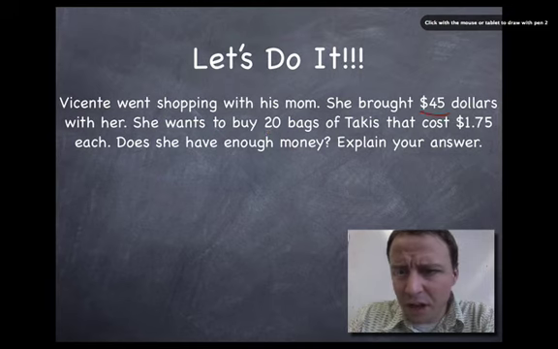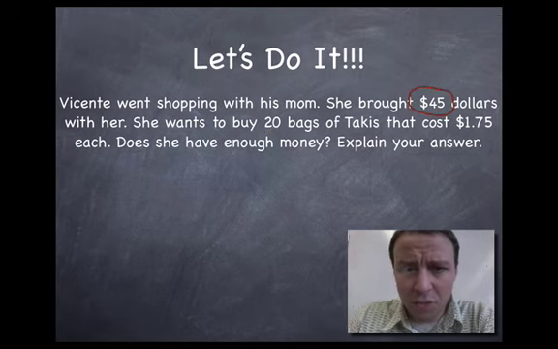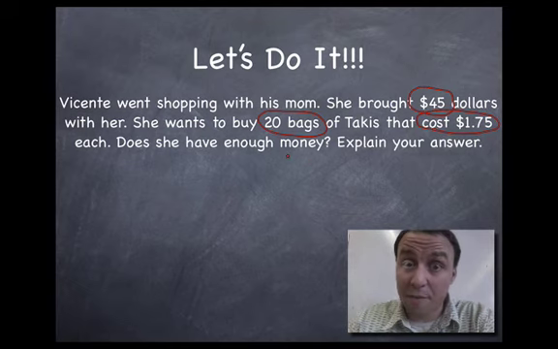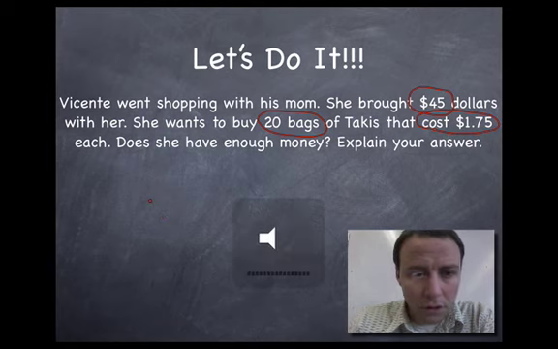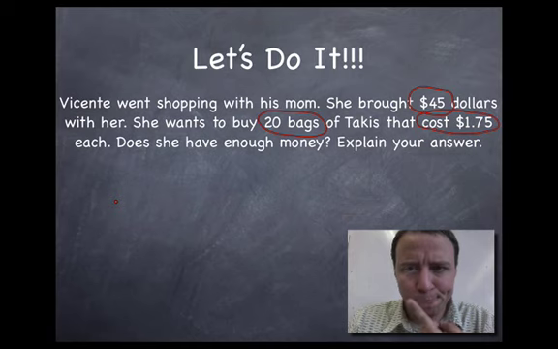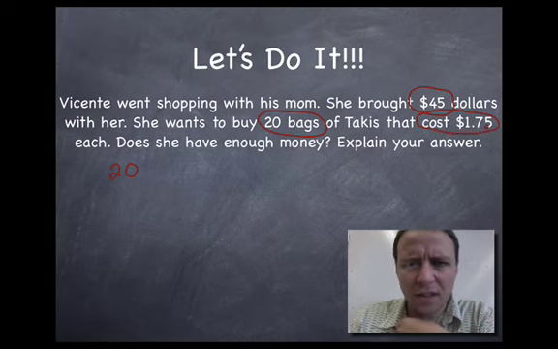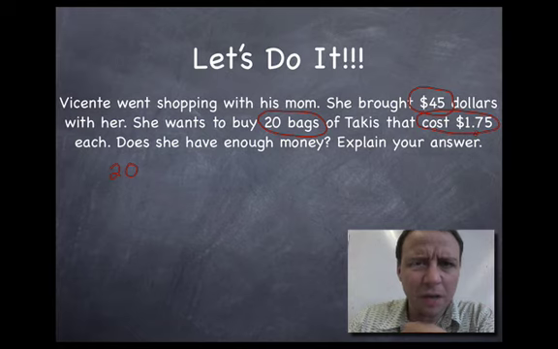She has 45 bucks. Okay. She wants 20 bags of Takis. Okay. Each of those bags is going to cost $1.75. Okay. I've found a math problem. Did you? Let's see. So, we've got 20 bags of Takis, and each one of those bags costs $1.75. So we're going to have 20 groups of $1.75.